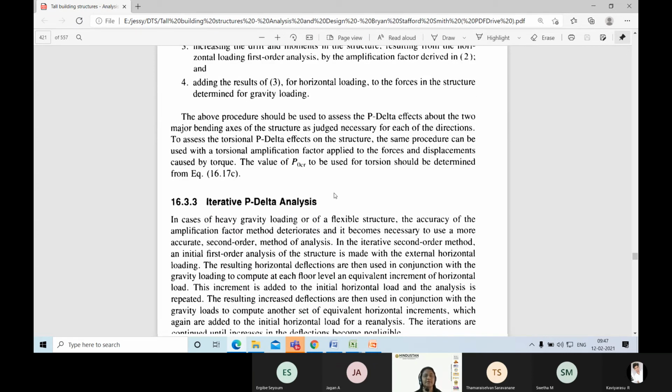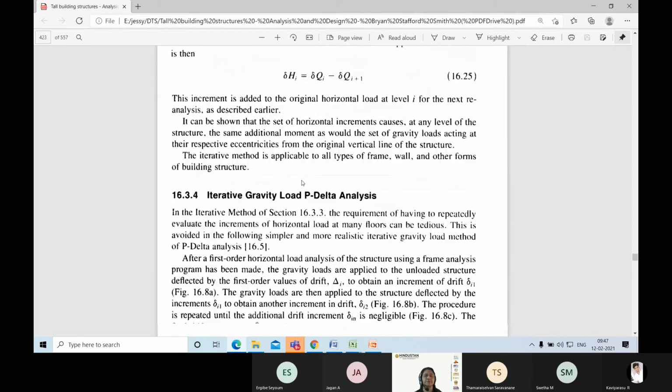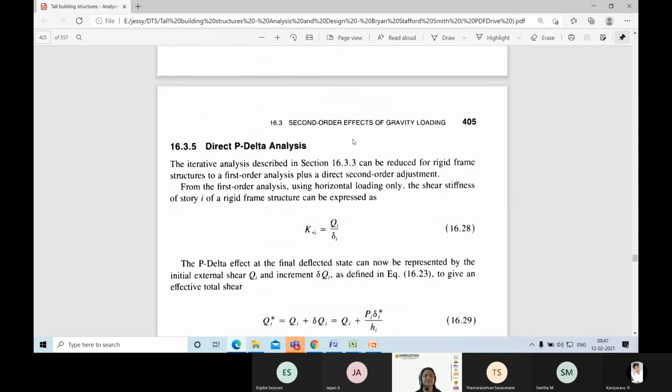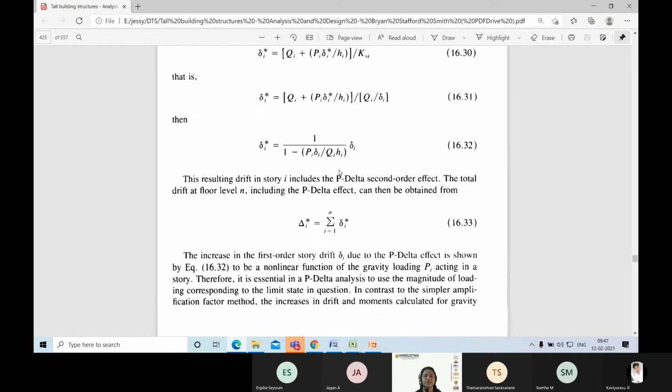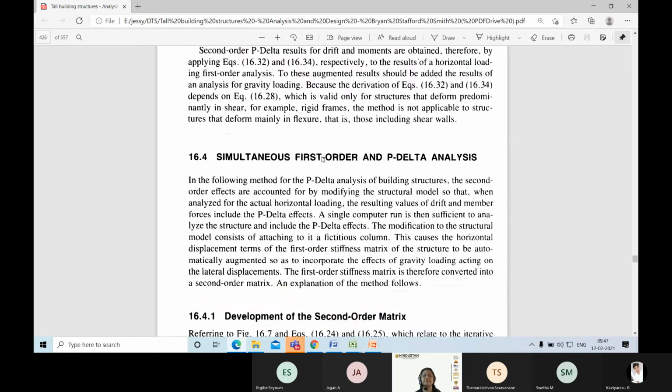Similarly, you have another iterative P delta analysis and all. You can just leave that. Okay. So all this information is given there. Direct P delta analysis: so many equations are there, empirical relations are there. You can use any one, and you can do that. Okay. Then simultaneous first order and P delta analysis combined simultaneously.